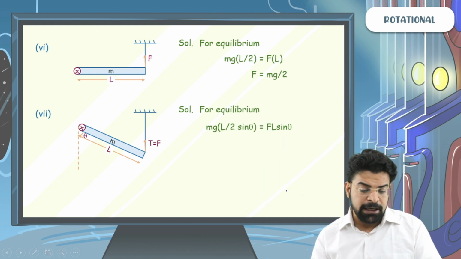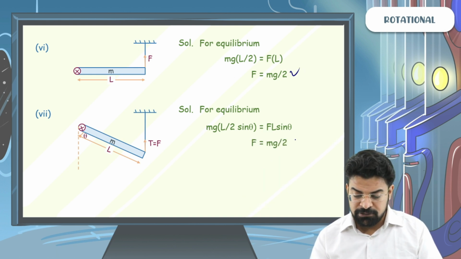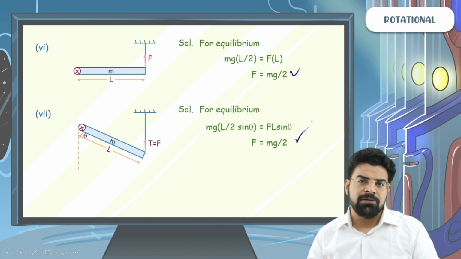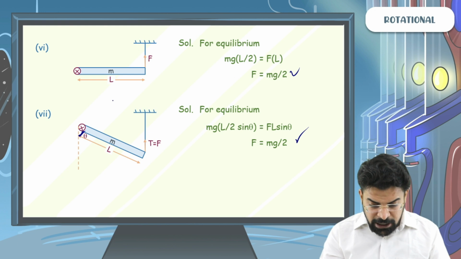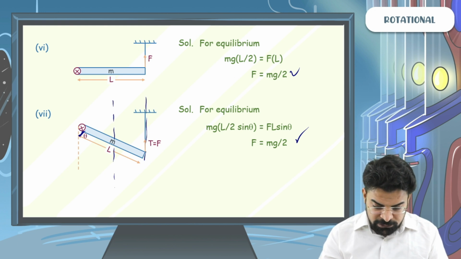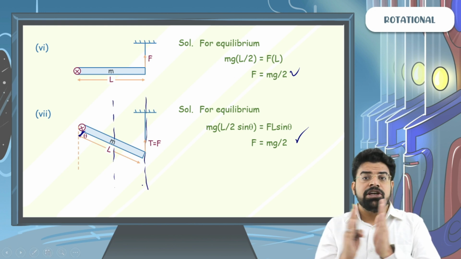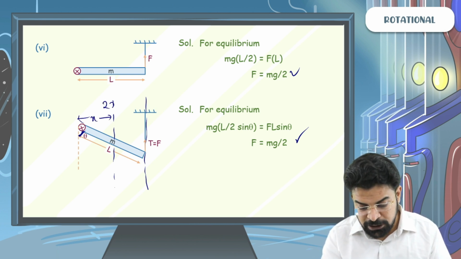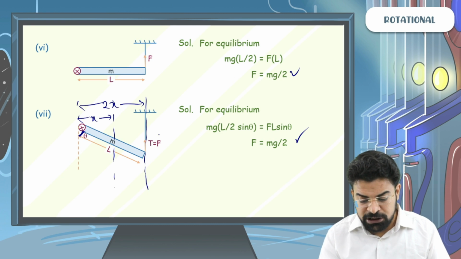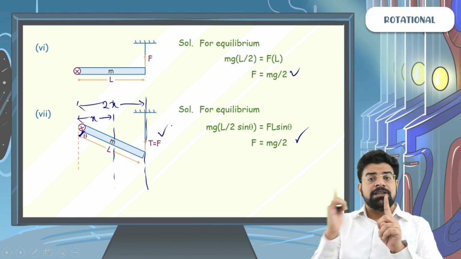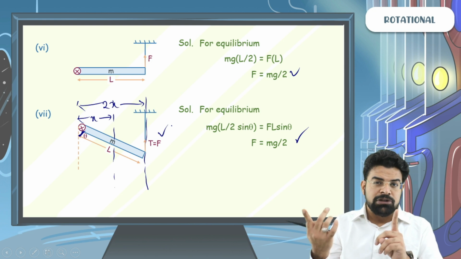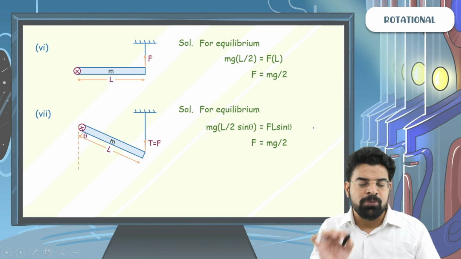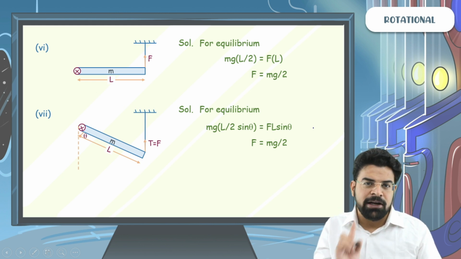So in both the cases, in first case as well as in second case, you got that the force has to be half of the weight. But sir, why? The line of action of both the forces have the distance in the ratio 1:2. If this distance is x, then this distance is 2x. Since the line of action of tension is at double the distance from the hinge, that's why the force has to be half. So that has to be mg by 2. Let's practice more to make you stronger in writing torque quickly.